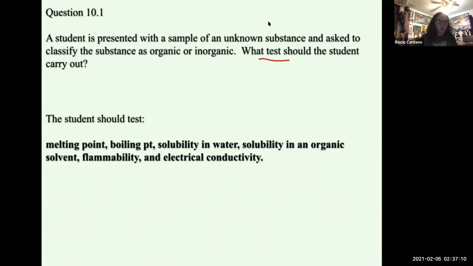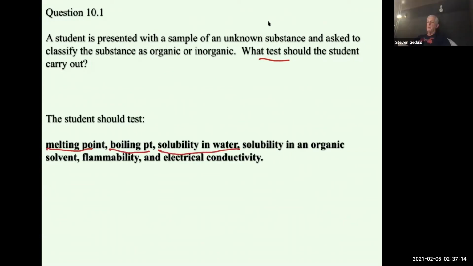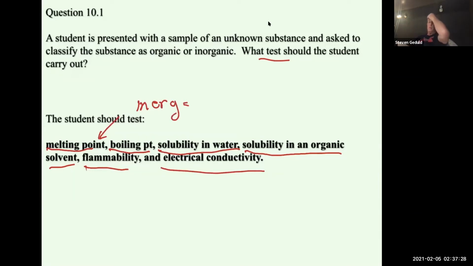So there are all kinds of different tests. You can do melting point. You can do the boiling point, solubility in water, which you talked about. Solubility in organic solvent, flammability, see if it burns, electroconductivity. Melting point: if it's an inorganic compound, will the melting point be high or low?